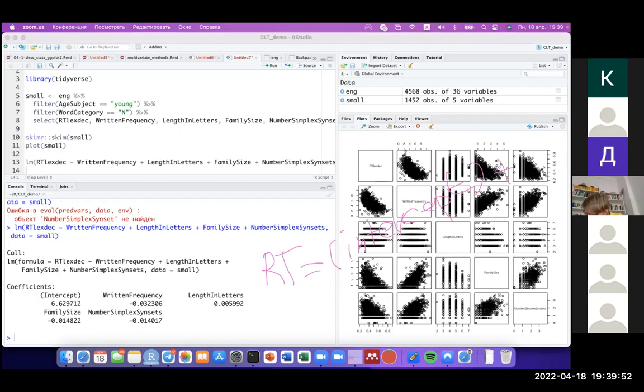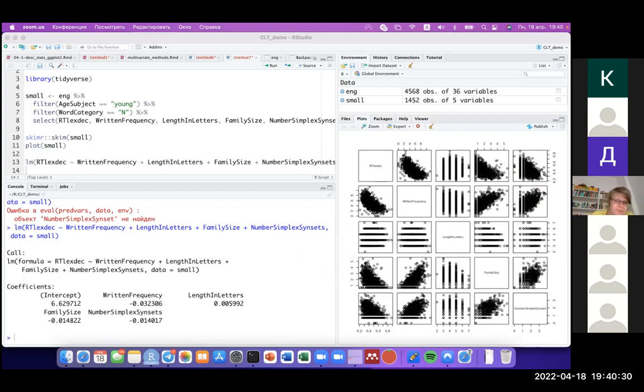plus this, minus 0.3 multiplied by return frequency, plus 0.005 multiplied by length in letters, and so on and so on. So, yeah. We have a more complicated formula, but it's still linear.